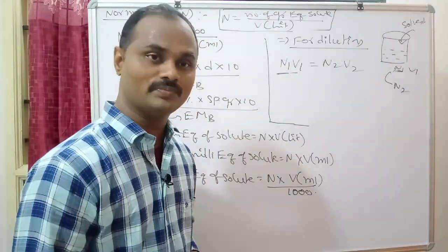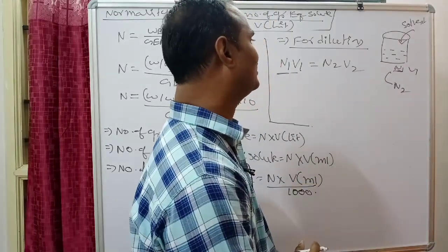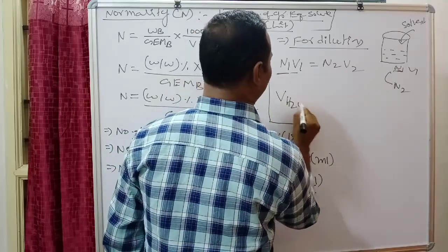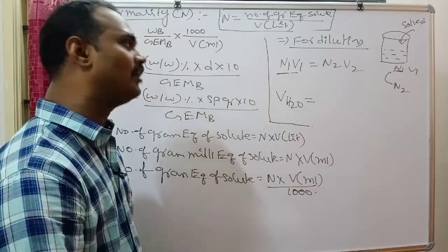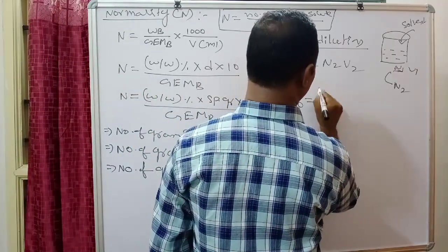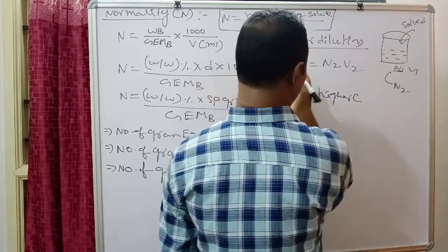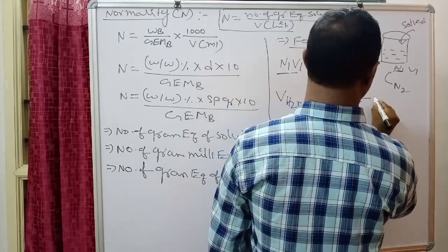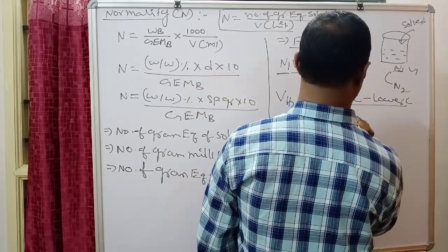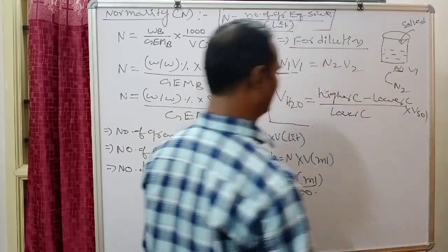What do you have to do? We add solvent, which is majorly water. How much solvent do we add? The volume of water required for the dilution is equal to the higher concentration, C is nothing but normality, minus the lower concentration, divided by the lower concentration, into the volume of solution.